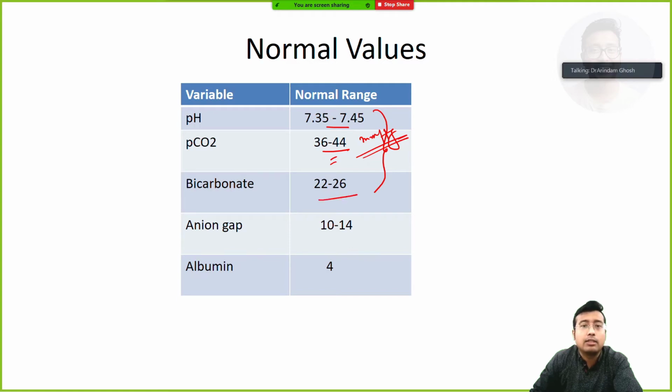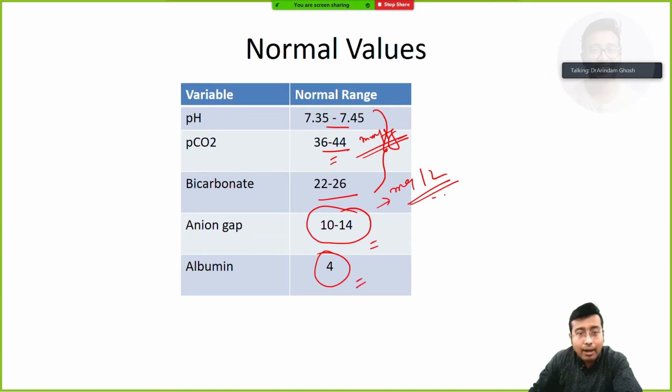Bicarbonate, the concentration is 20 to 26, in milliequivalent per liter. Any ionic concentration, the unit is always milliequivalent per liter. Even sodium, potassium, all of them are expressed in this unit, MEQ per liter. Next, anion gap, 10 to 14. And albumin is 4, in gram per deciliter, and this is also MEQ per liter.